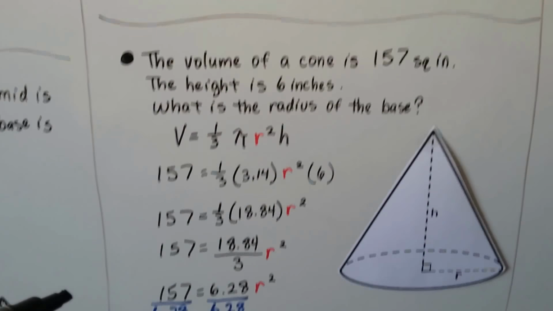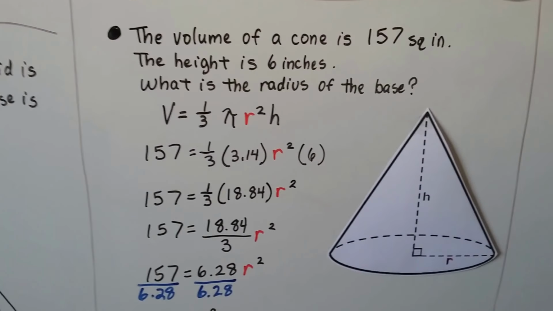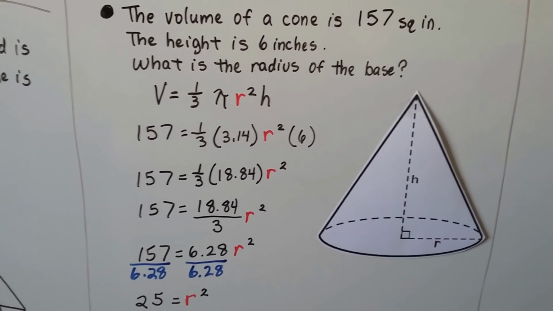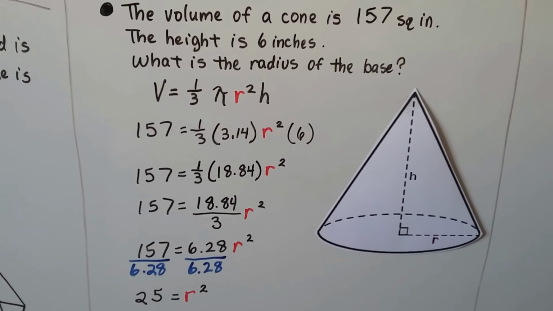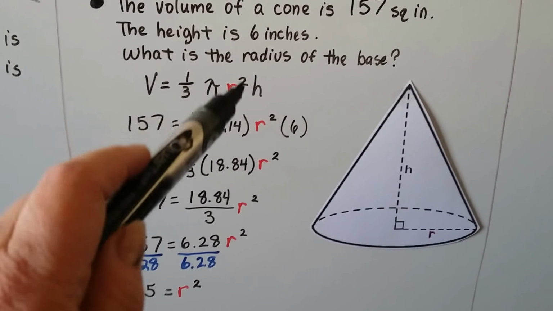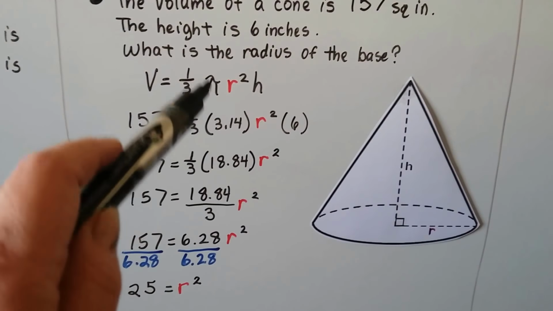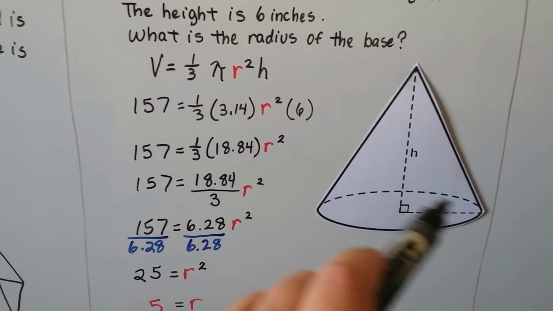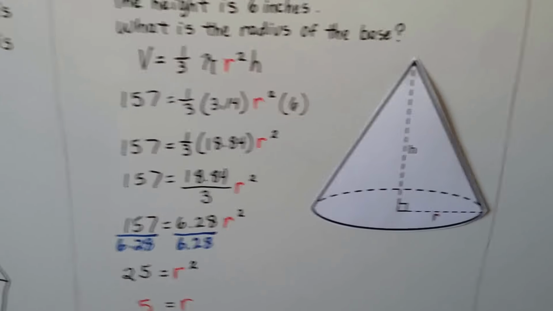The volume of a cone is 157 square inches. So we know the entire volume is 157 square inches. The height is 6 inches. So what's the radius of the base? Ooh. So we know that the volume of a cone formula, according to the sheet, is V equals 1/3 pi r squared h. This pi r squared is the area of the base. Altogether, the pi r squared is the area of that base circle, okay? It's the area of a circle.